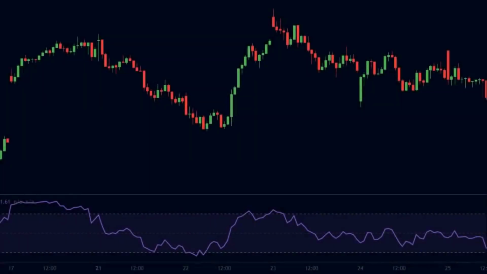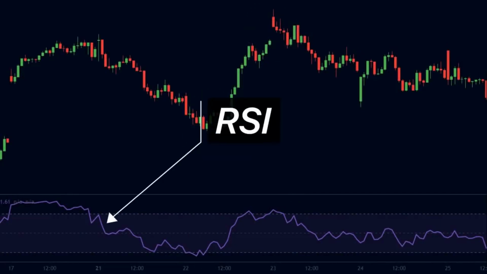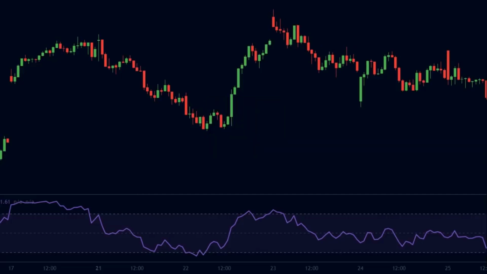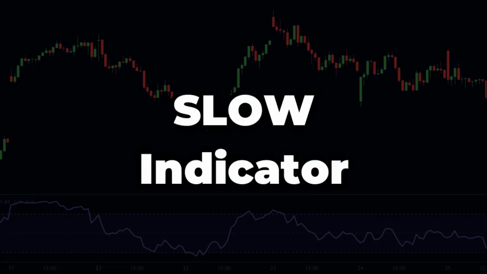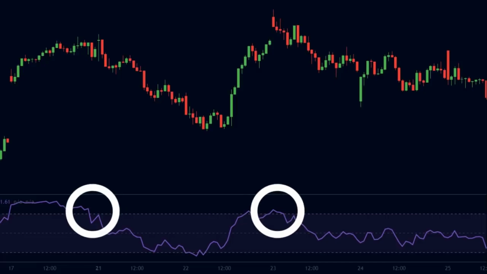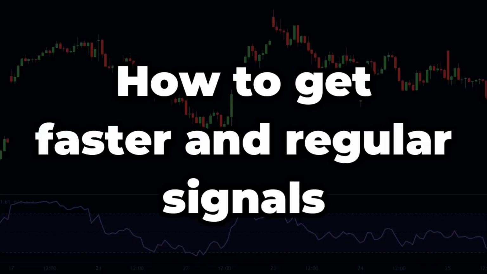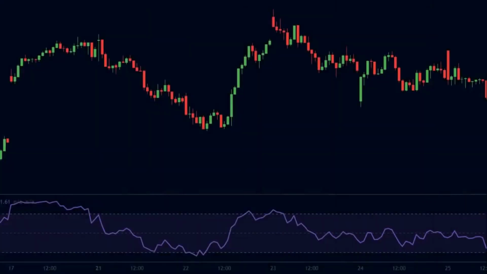When trading, knowing the overbought and oversold zones helps us immensely in identifying reversals with ease. To do so, most traders use the RSI indicator. The problem with RSI is that it is a slow indicator. If you have traded the RSI, then you will surely know that RSI signals are sometimes very late and rare. So, what should we do to get faster and regular signals?